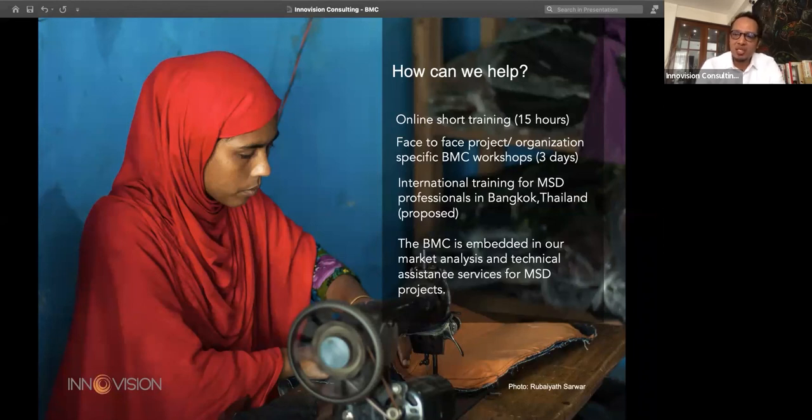The BMC is currently embedded in all the market analysis that Innovision undertakes, and it is also part of our technical assistance services for market systems development projects. I tried to explain a concept in relatively easier terms. I believe it is easy, it is intuitive, but it helps a lot, it impacts a lot in solving the challenges that we are interested to solve.